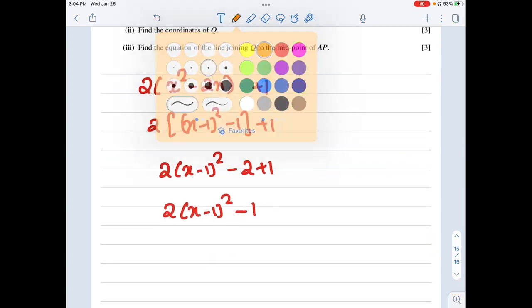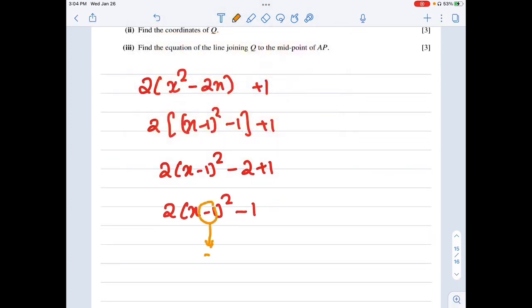I need to know the minimum point. Minimum point is opposite sign of 1 and the same sign of minus 1. 1 comma minus 1 is going to be the minimum point.